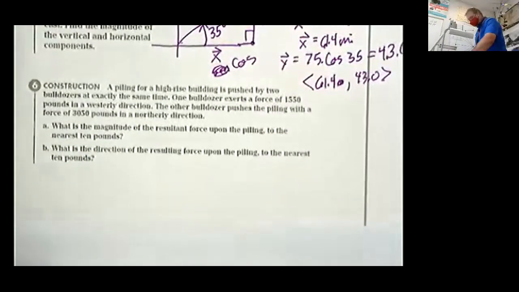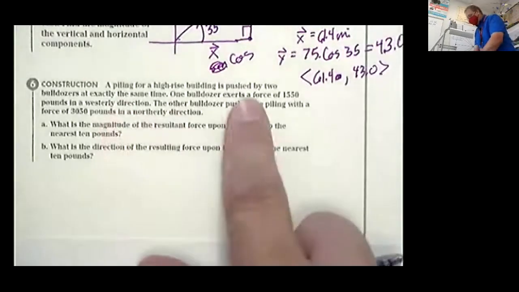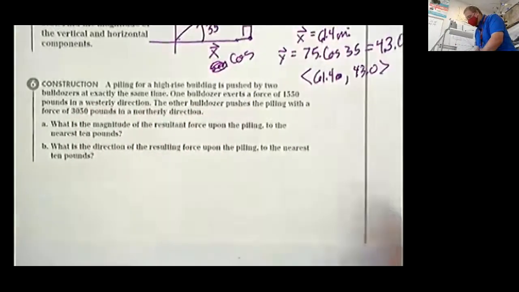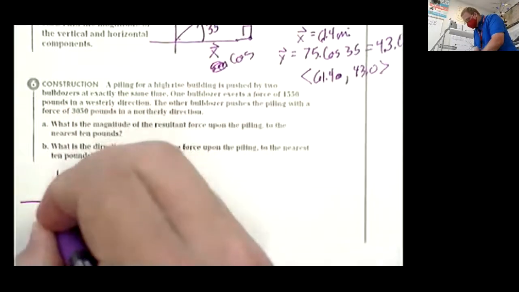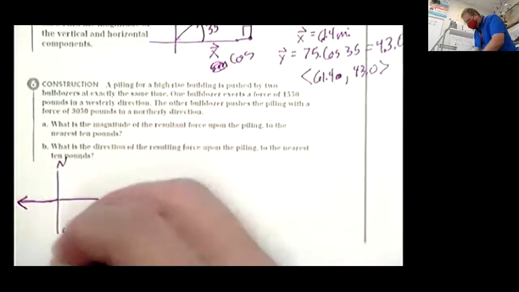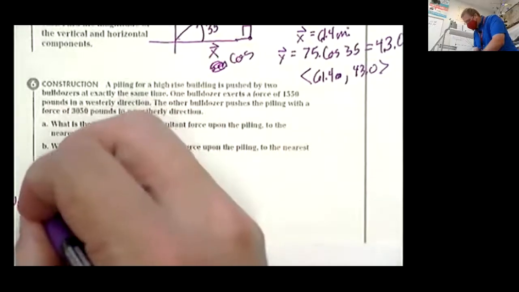And number 6, 2 parts. A piling for a high-rise building, that's like a concrete foundation, is pushed by 2 boulders exactly at the same time. One boulder exerts a force of this in a westerly direction, so we need our coordinate plane. So in a westerly direction, so I'm going to draw a random arrow west. Again, this is north, south, east, west, if you're not good with directions. And that was 1550.